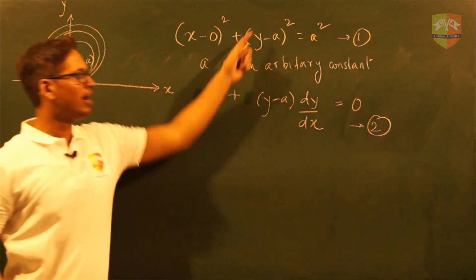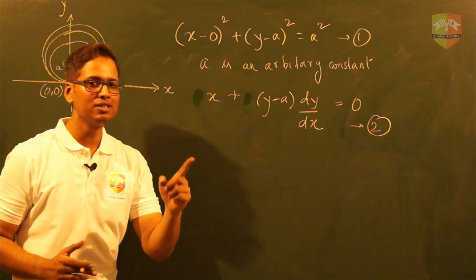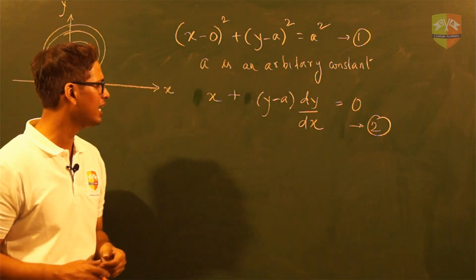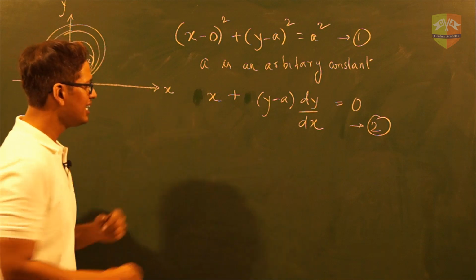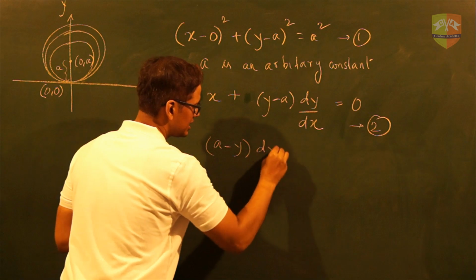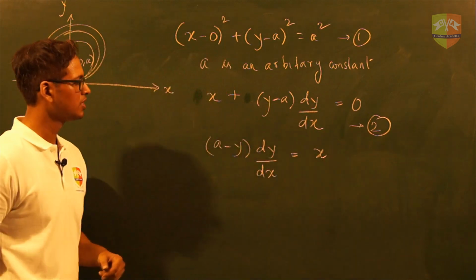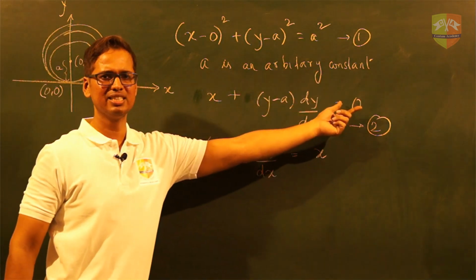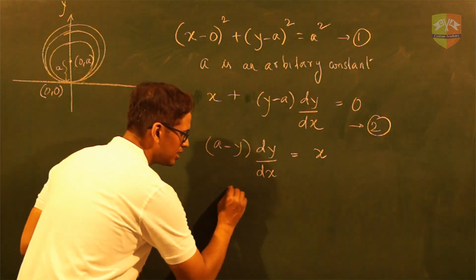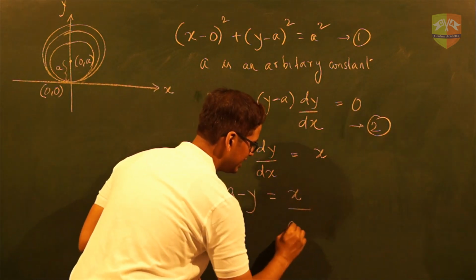I can use 1 and 2 in tandem to eliminate what? Eliminate the arbitrary constant, which is a. So how do I do that? Very simple. I can write this as a minus y dy by dx equal to x. All I have done is bring the x to this side, which is minus x, and change the sign in both places. In other words, a minus y is nothing but x by dy by dx.